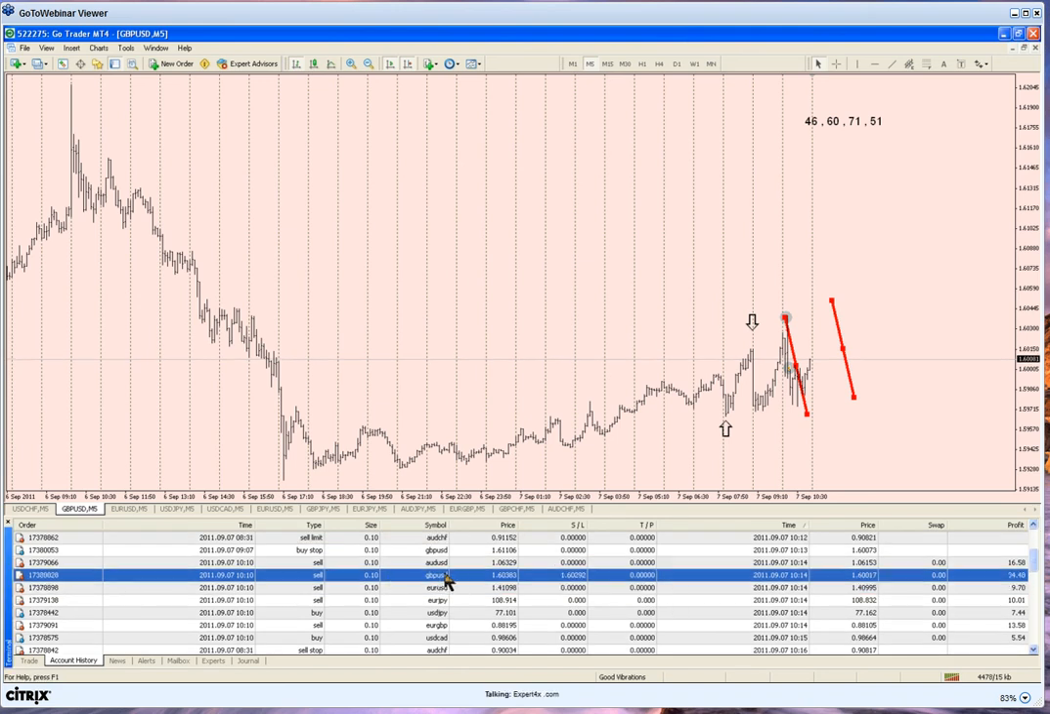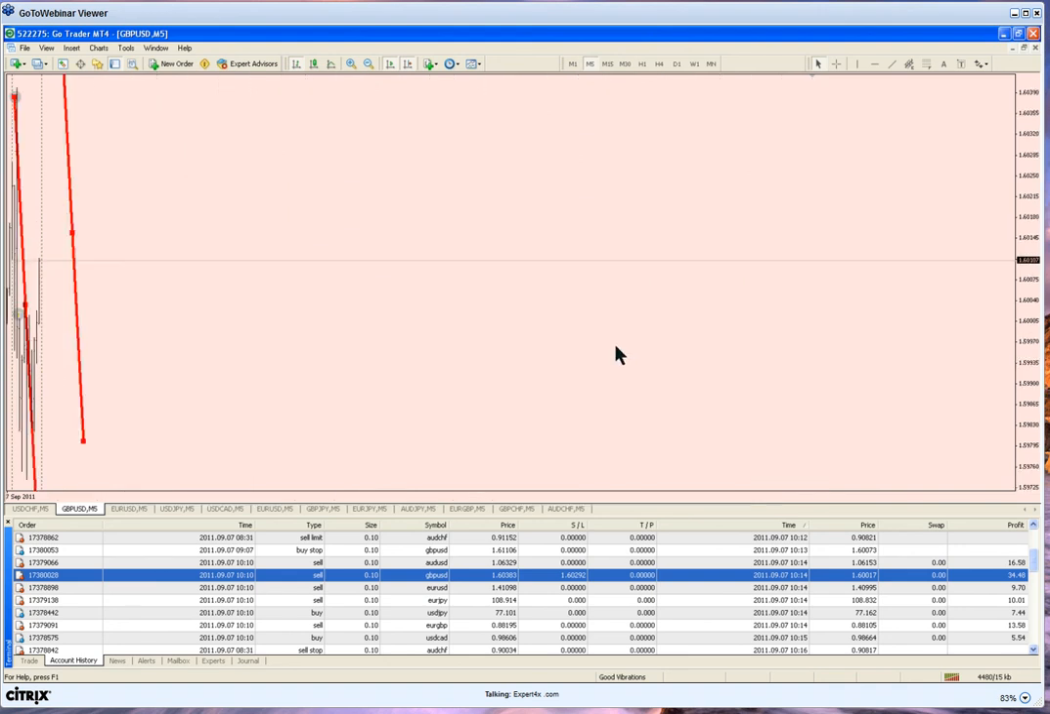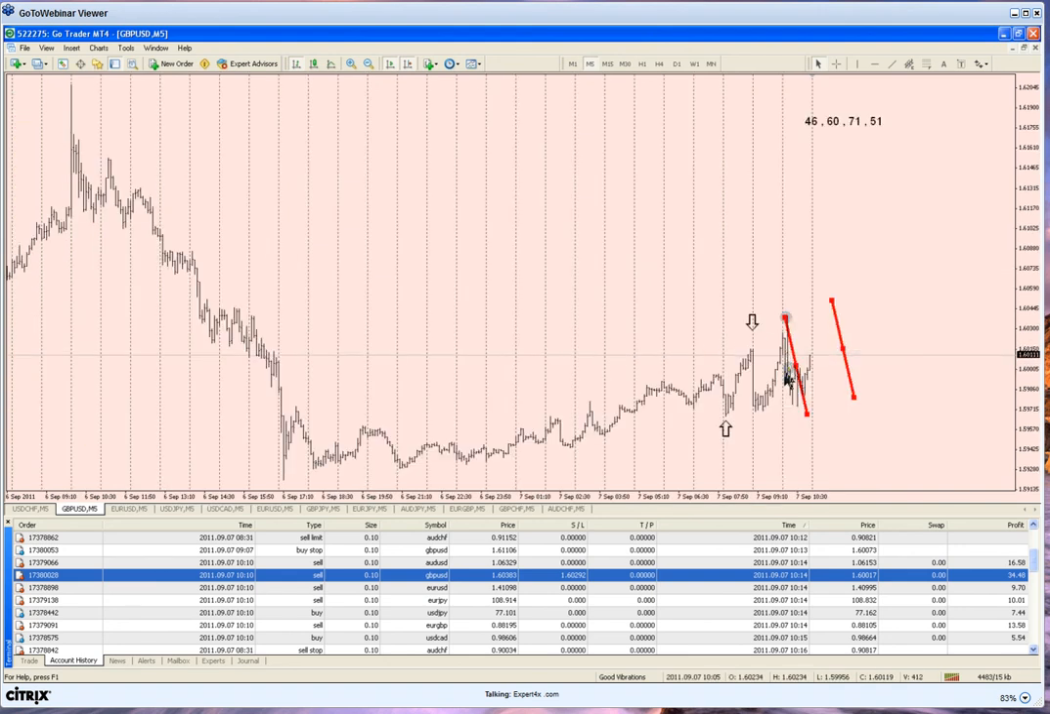There's the pound. This is the pound we're in. So you go to your deal, you take that order number there and you drag it onto the chart, and it will put the entry and the exit onto the chart. That's really this MetaTrader surprises me day by day.